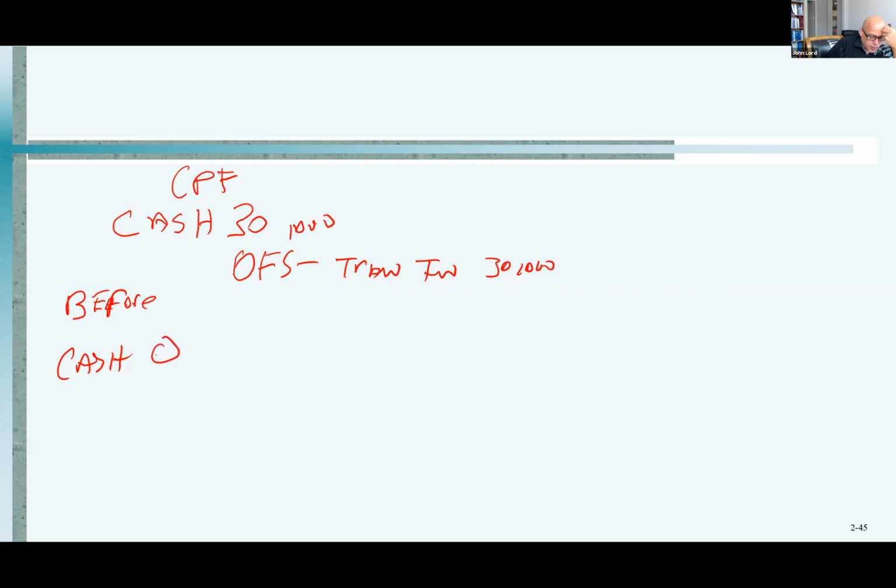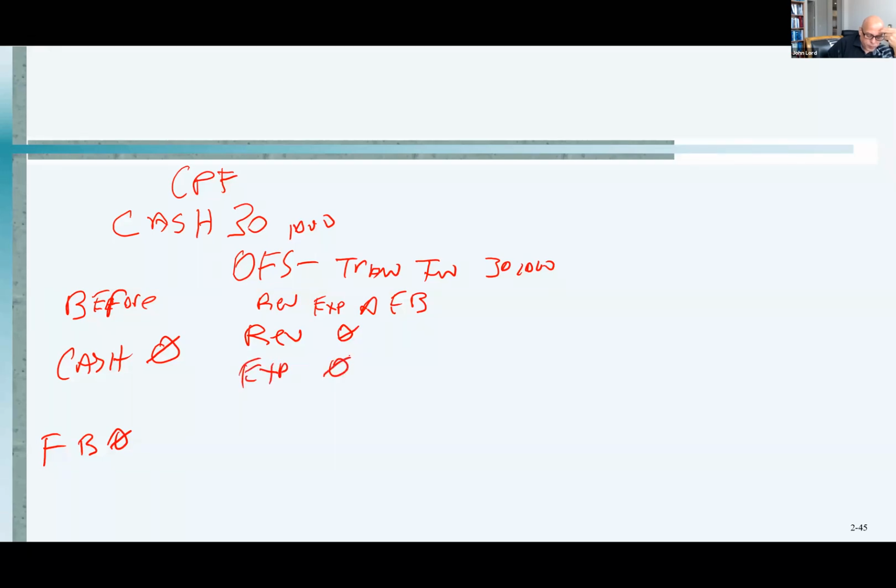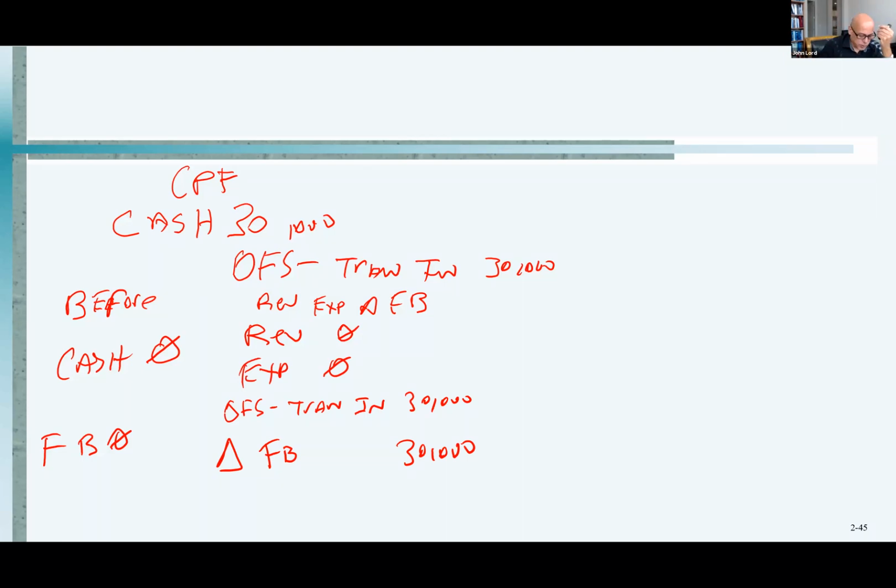Before we did that journal entry, cash was 0, fund balance was 0. And then when the money comes in, we debit cash, credit other financing sources. So now we can make our statement of revenues, expenditures, change in fund balance, which is like the income statement. Revenue is 0. Expenditures are 0. But now we have an other financing source, a transfer in for 30,000. And now we have a change in fund balance. As I was saying, other financing uses decrease fund balance, other financing sources increase fund balance. So I have a positive change in fund balance.